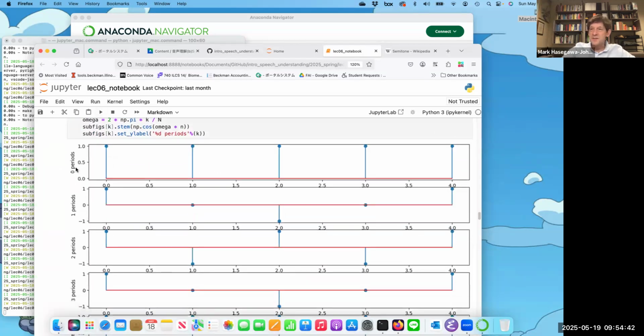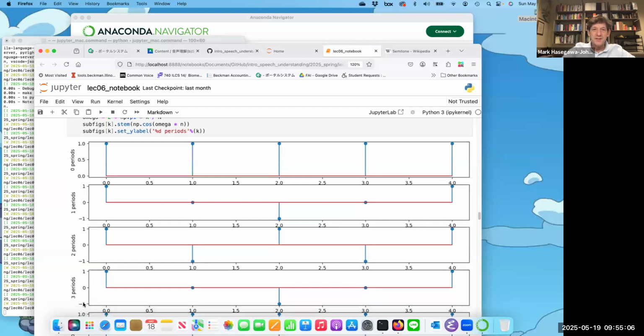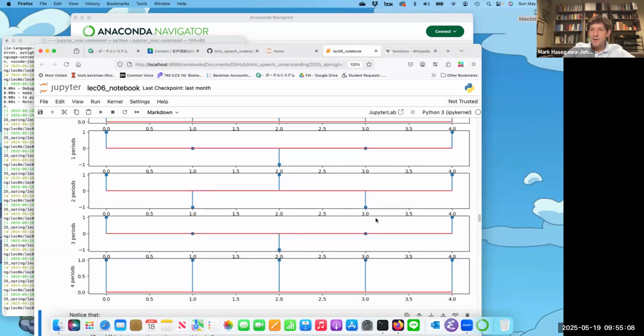And you can see that with 0 periods, well, it's just a constant, right? The signal isn't changing. With 1 period in 4 samples, it goes to 0 and then to -1 and then to 0 again and then to +1. With 2 complete periods in 4 samples, it goes +1, -1, +1, -1, +1. And with 3 periods, well, now it looks like it's just 1 period.